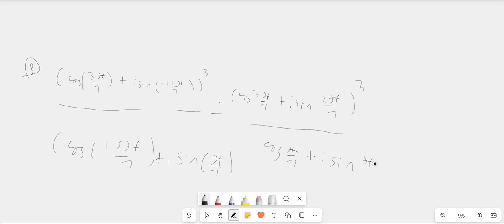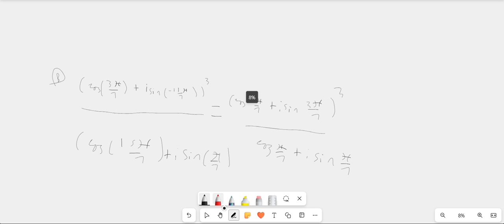You need the two angles to equal the same thing, but you need to do it using a valid rule. You can't just do whatever you want. You need to make one into the other, so you can just take away 2 pi from that, and it will be the same as that.